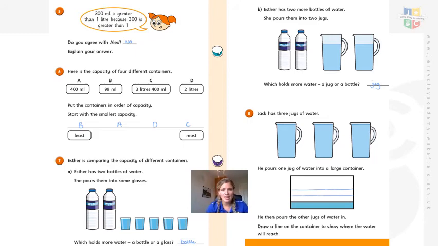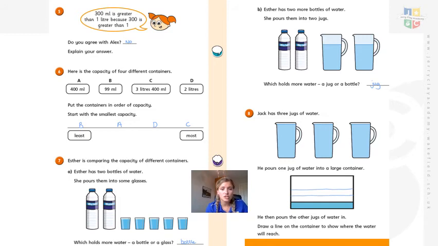So you should have said B was the least with 99 millilitres, A was next with 400 millilitres, then D, which was 2 litres, which was the same as 2,000 millilitres, and then C, which was the same as 3,400 millilitres. Number 7, Esther is comparing the capacity of different containers.